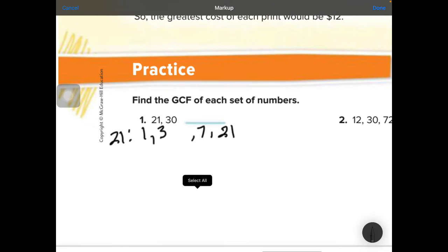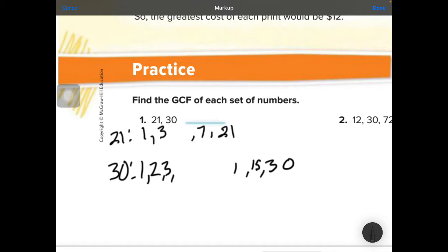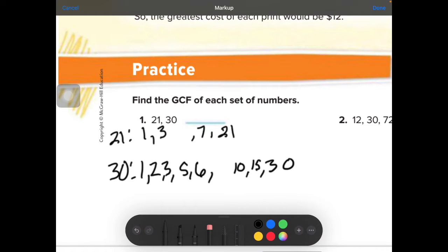We're going to do the greatest common factor. As you can see, I've started out here already, and we're going to do 30. 30, we have 1 and 30, 2, 15, 3, 10, 4 will not, but 5 and 6 will, 7, 8. Nope, okay, that's our factors.